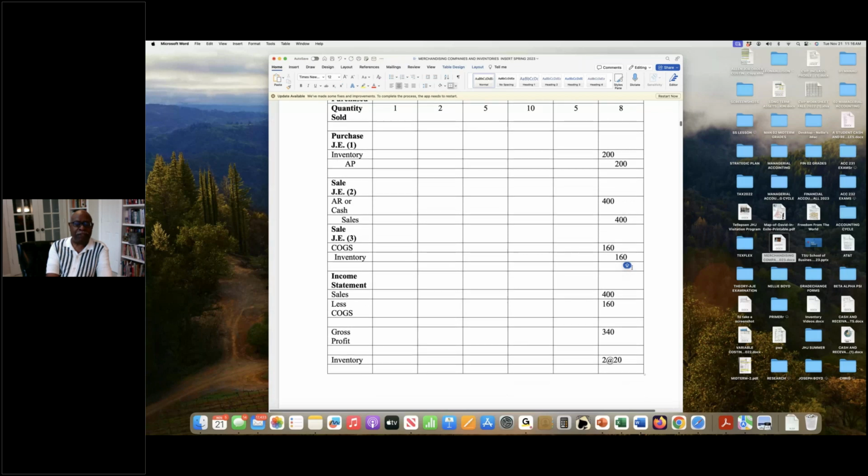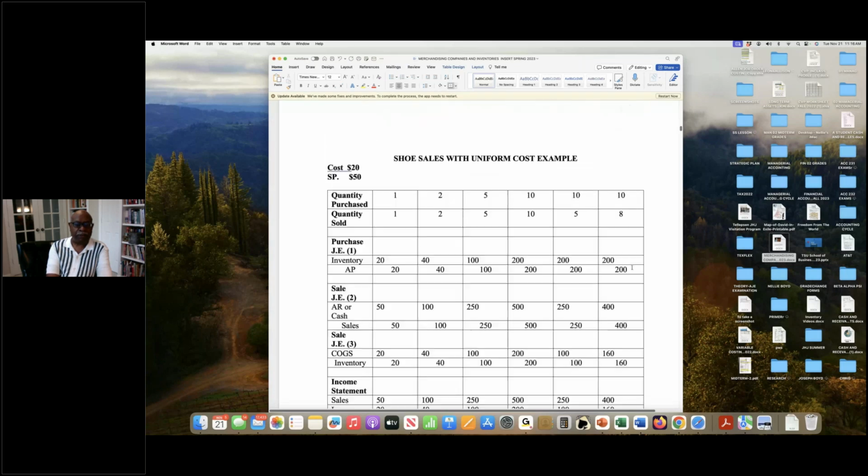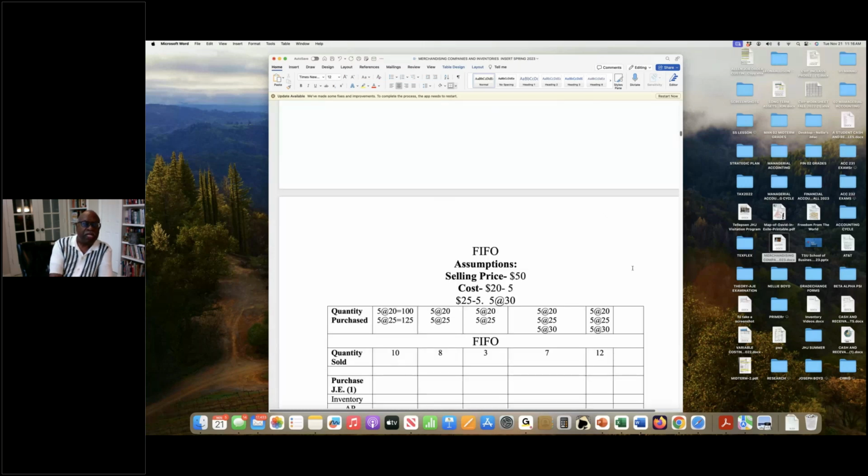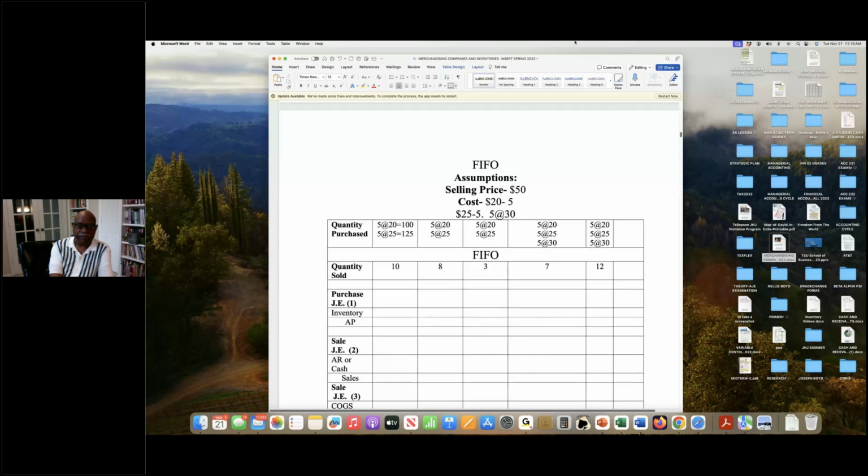Okay, time to run our shoe store now. And when we run our shoe store, the shoes cost different prices. When we run the shoe store, they don't all cost the same thing. So we're going to assume our selling price is 50. And we're going to buy, some of the shoes cost $20, some cost $25, and some cost 30. And we're assuming that the first ones cost 20, then the price went up to 25, then the price went up to 30.